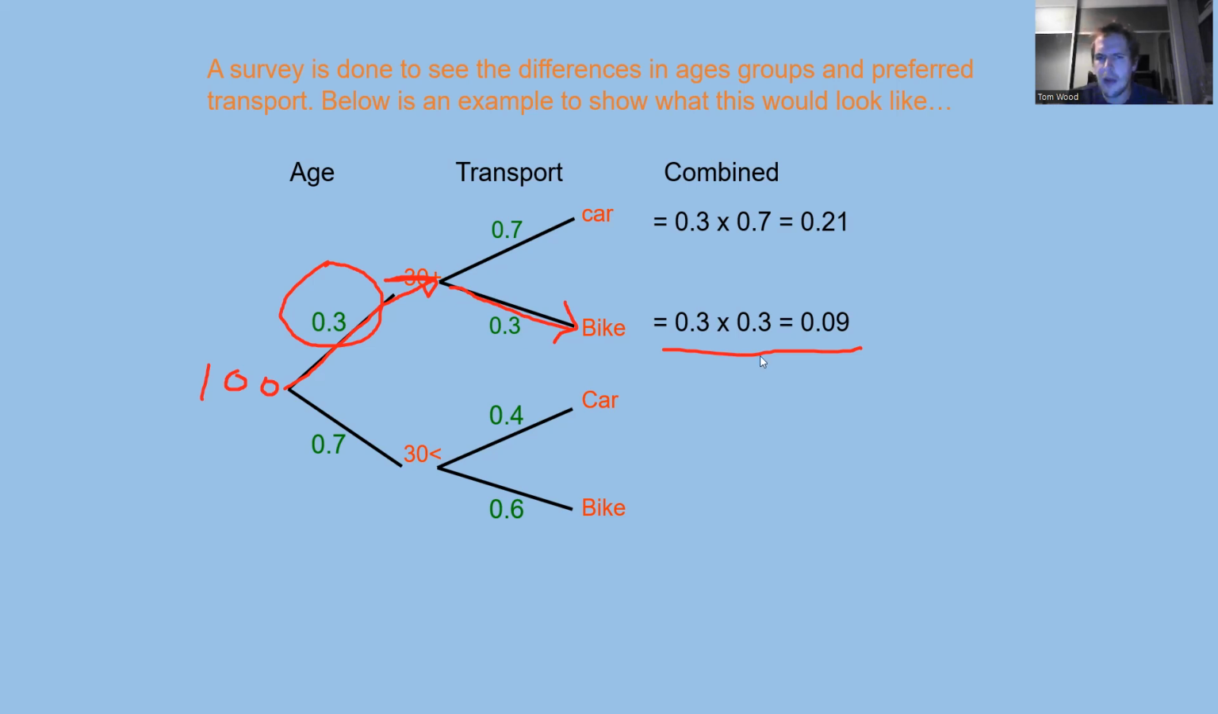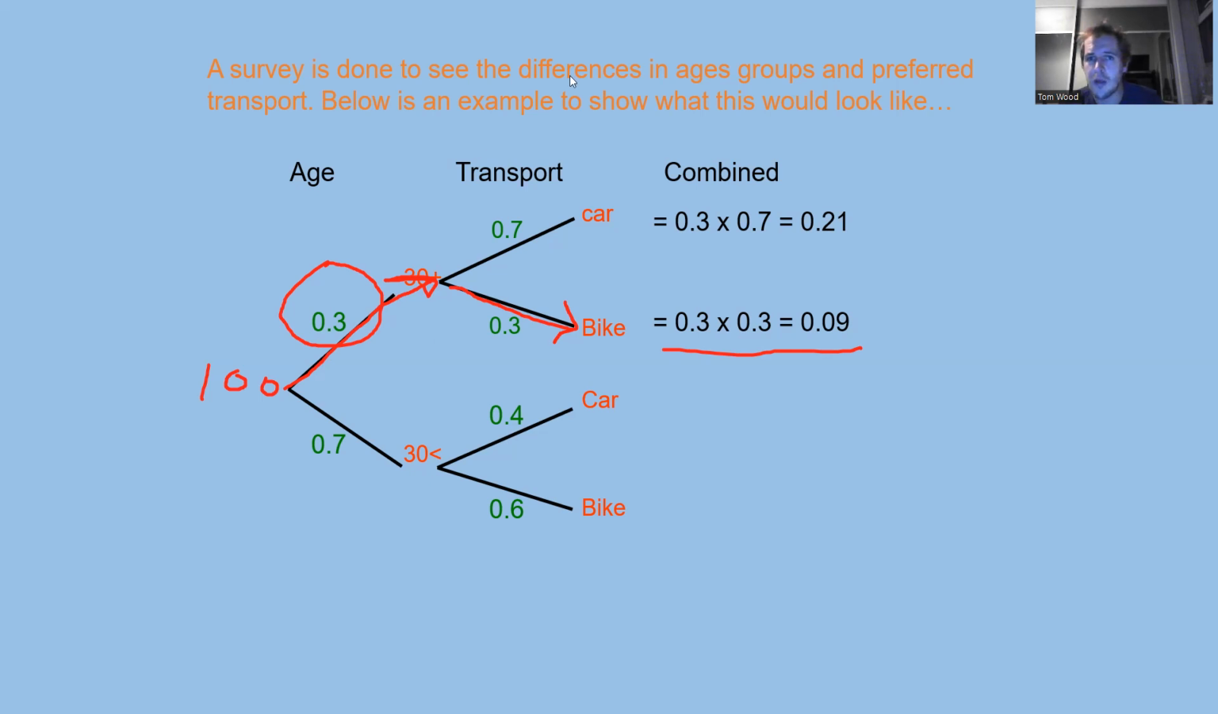In regards to how we've got to this answer, simply put, we've found out 30%, so that would be 30, and then we found another 30% of 30, which is going to be 9%. In simpler maths, 0.3 times 0.3 is 0.09.